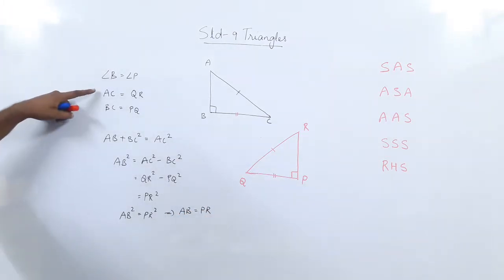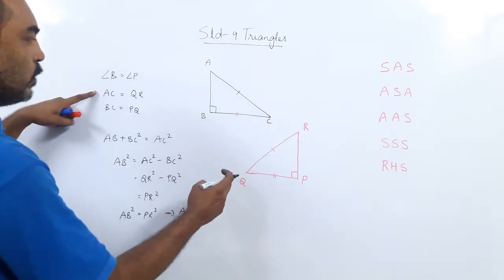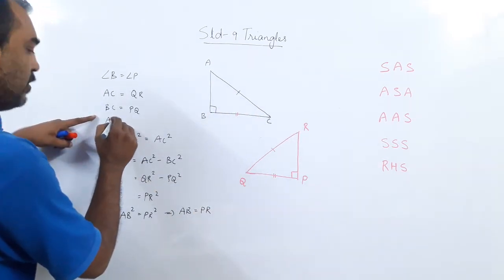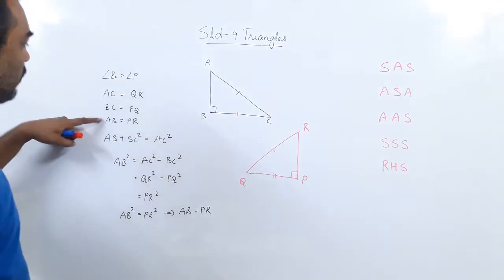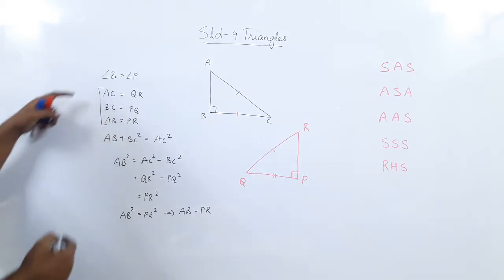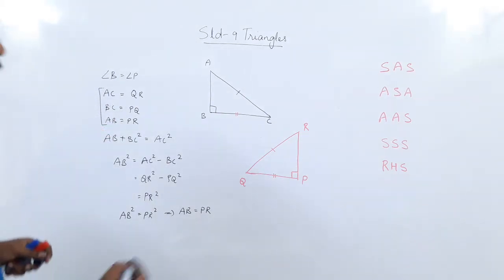So what we have? AC equal to QR, BC equal to PQ, and AB equal to PR. So we have shown the corresponding sides are equal. So by SSS, the two triangles are congruent.